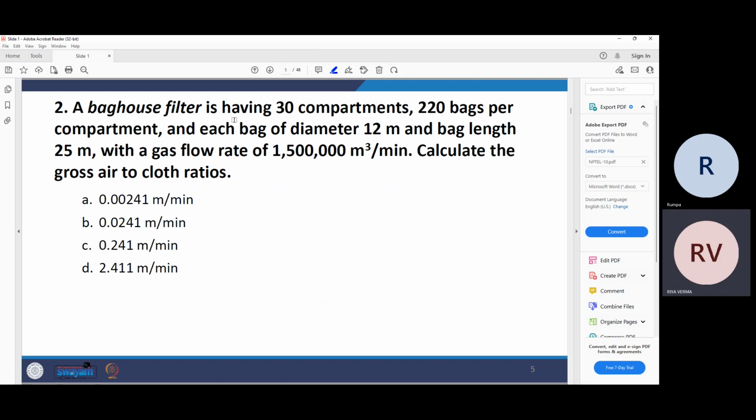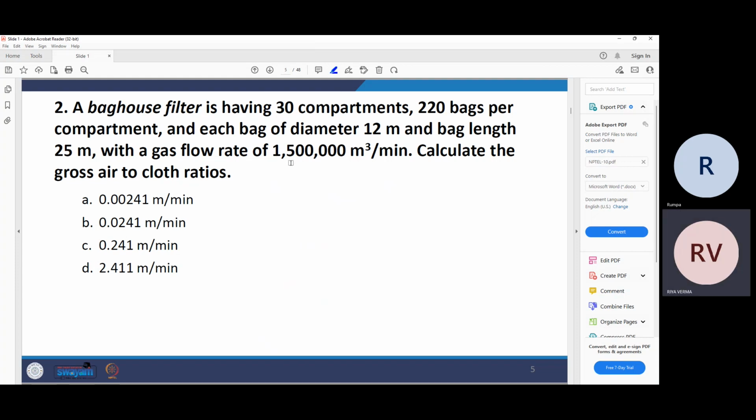Now, coming towards the next question. Question number 2. A baghouse filter is having 30 compartments, 220 bags per compartment. It has 30 compartments and each compartment has 220 bags. And the diameter of each bag is given as 12 meters. And the length of the bag is given as 25 meters.